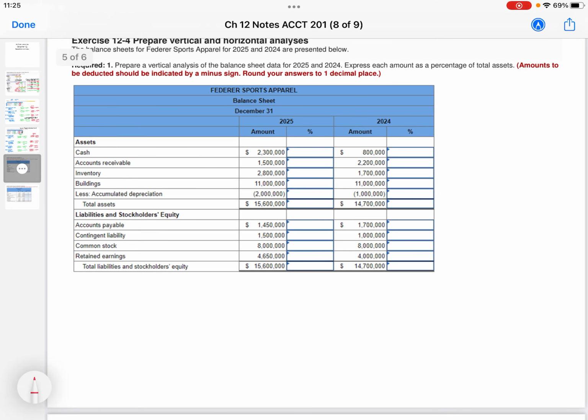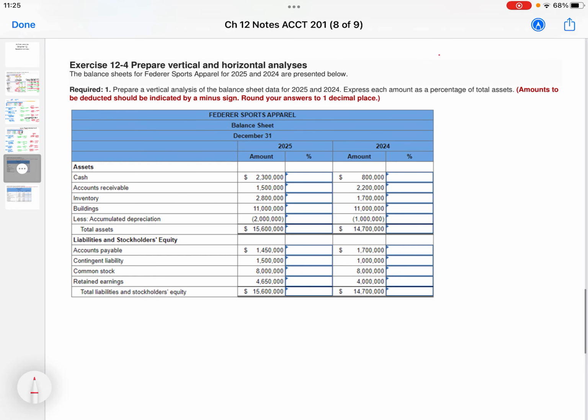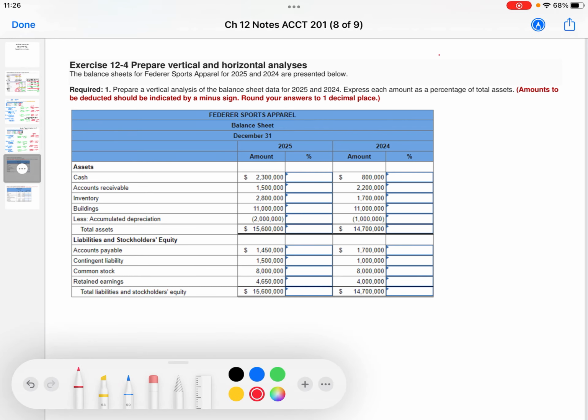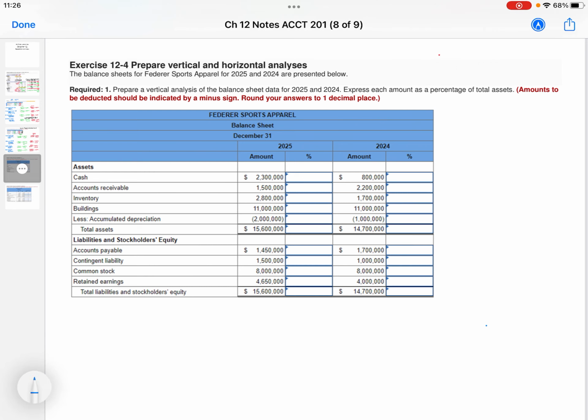Now looking at our vertical and horizontal analysis. Okay, this is a new company. This is Federer Sports Apparel. We're given a little snapshot of the balance sheet, which is great. We could be given an income statement, but for this particular problem, we were given a balance sheet. Not a big deal. The instructions at the top say we're first going to do a vertical analysis. Vertical is exactly what it sounds like. We're going to be going up and down, looking at one column at a time.